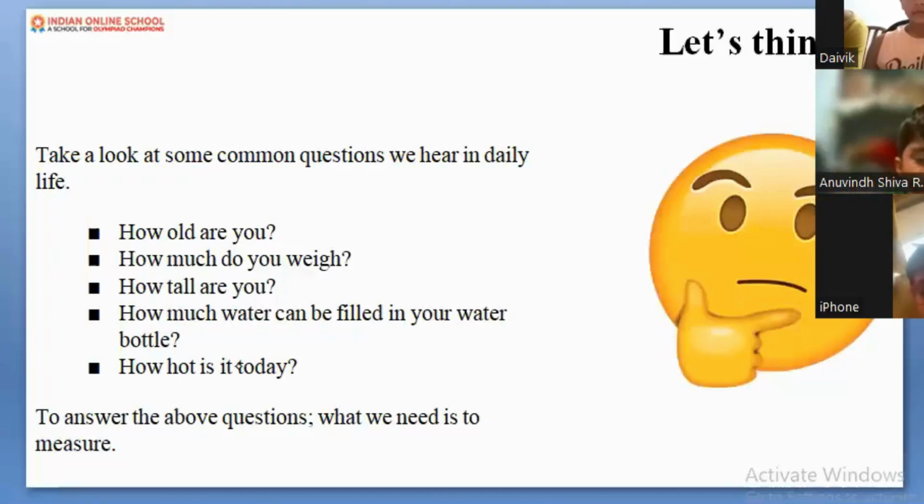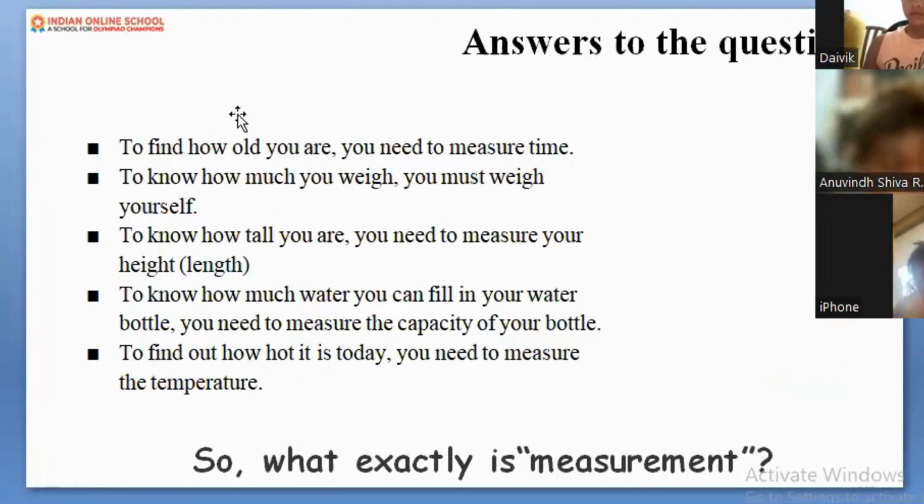So, these were the questions I asked you. Like how old are you, how much do you weigh, how tall are you, how much water can be filled in a water bottle. In response, you all gave me some answers, correct? If I ask how old are you, for that you need to measure time. Correct? Then you will be able to give your answer.